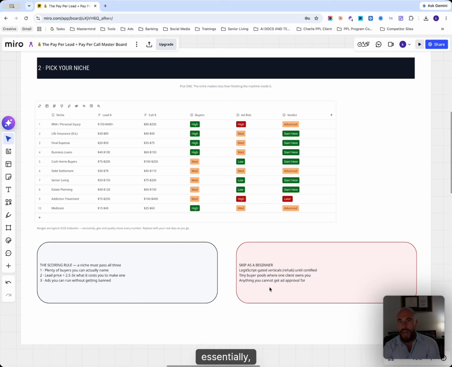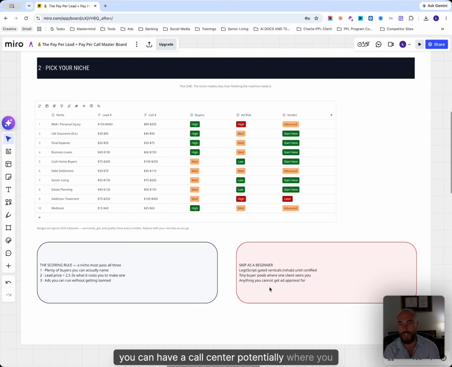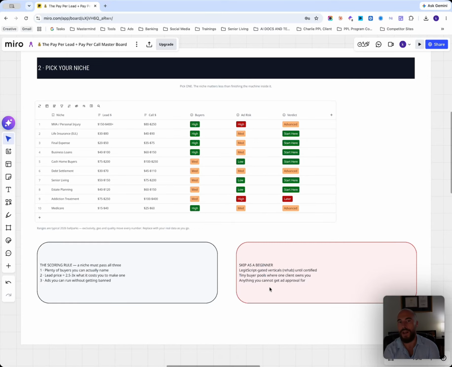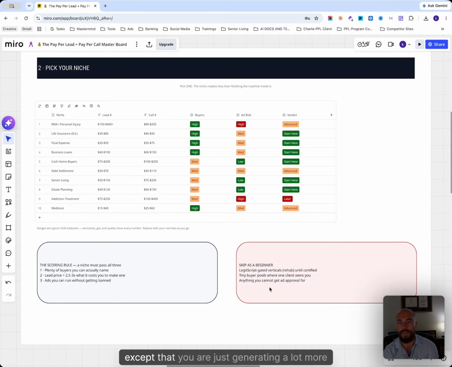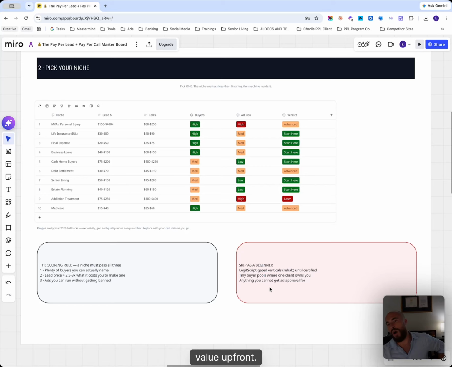Now, when you're looking at your niche, obviously there's leads and calls. I talked about this before, where leads are form fills, and calls versus booked appointments, right? If you get calls, you can have a call center potentially where you book them in on an appointment. I'm sure you guys have seen ads like pay per booked appointment. Pay per booked appointment is pay per lead, except that you are generating a lot more value upfront, so you're selling it to them for much more.